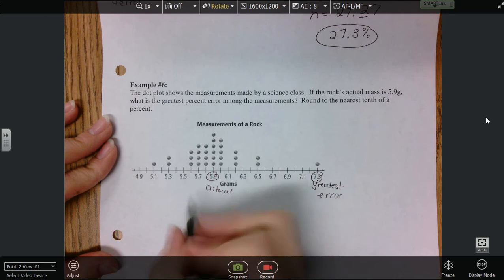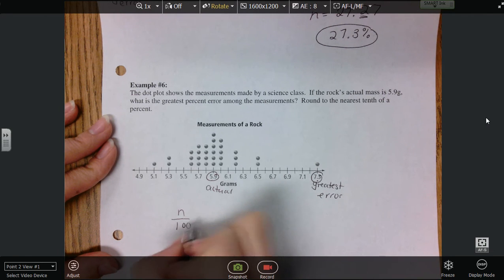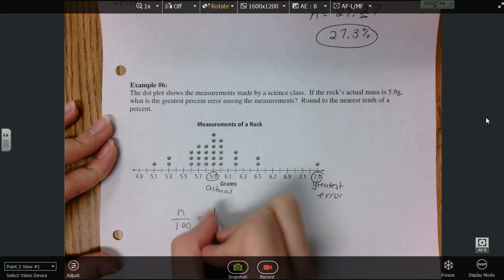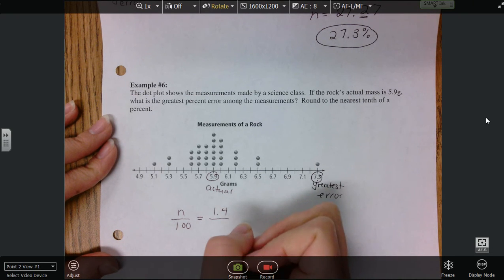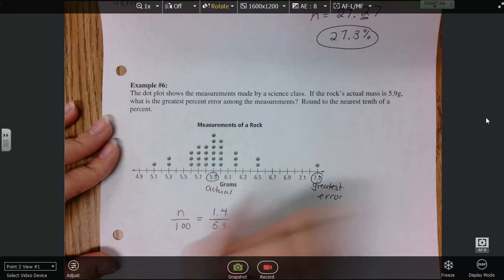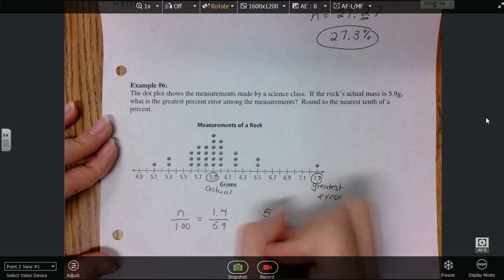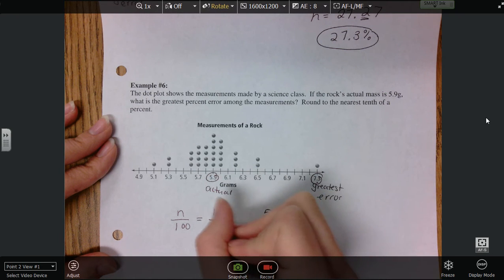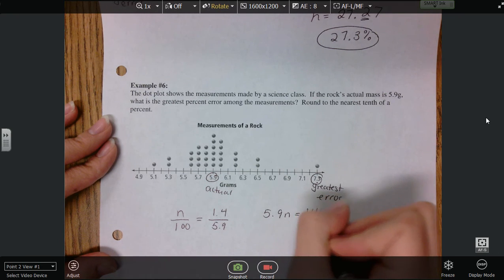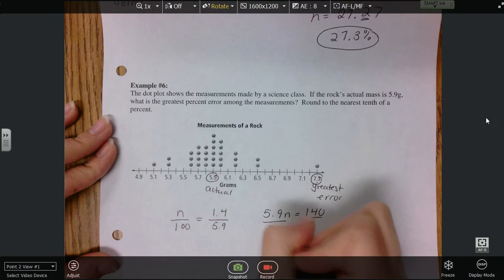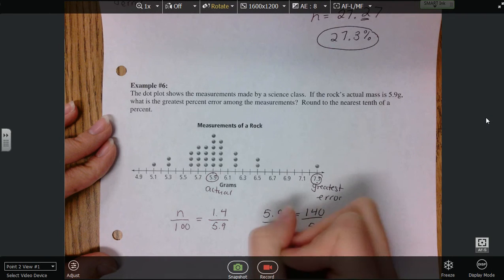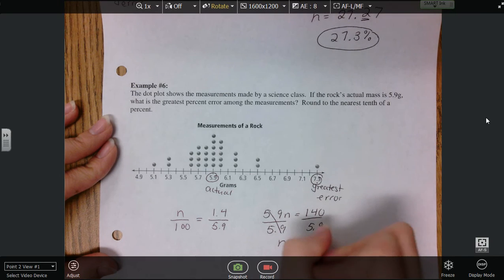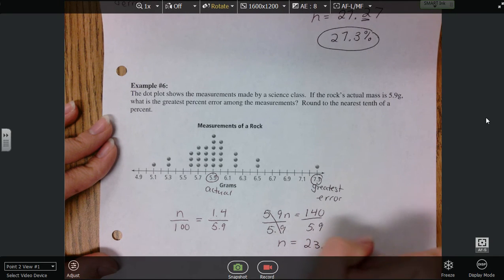So again, I'm going to be putting n divided by 100. The amount of error is 7 3/10 minus 5 9/10, which is 1 4/10, divided by the 5 9/10. So that gives me 5 9/10 times n equals 1 4/10 times 100. So the decimal is going to go 2 places, so it'll give me 140. Divide by 5 9/10. They want me to round to the nearest tenth of a percent again. So I'm looking at 23 7/10%.